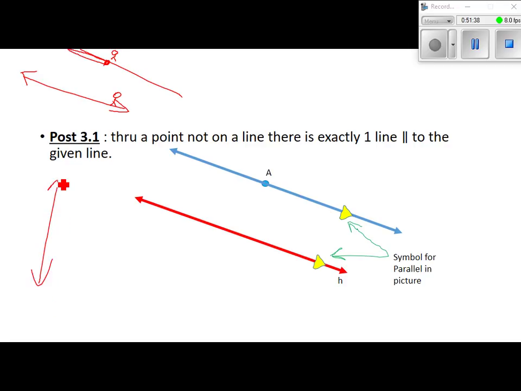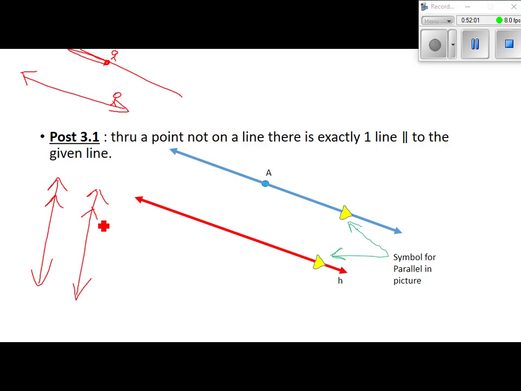So if I draw these two lines, are those two lines parallel to each other? You don't know. We don't know. Now I do this. Are they parallel to each other? Sure. Yes. All right? Because that symbol tells us that. It's just like the right angle symbol tells you that you have a right angle. The little box tells you you have a right angle.